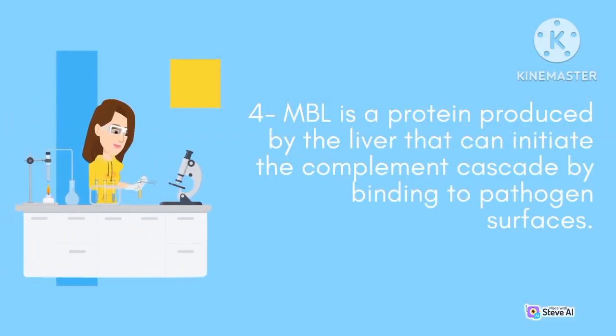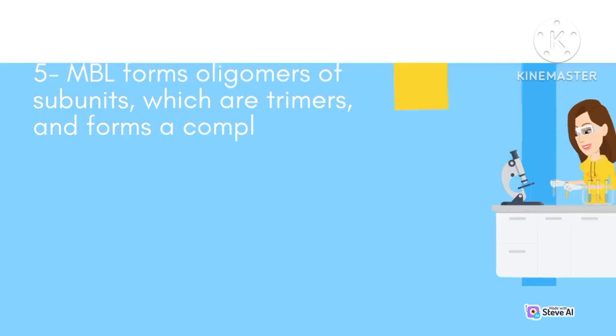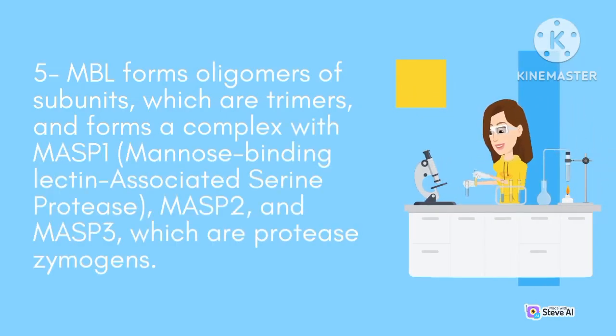4. MBL is a protein produced by the liver that can initiate the complement cascade by binding to pathogen surfaces. 5. MBL forms oligomers of subunits, which are trimers, and forms a complex with MASP1, mannose-binding lectin-associated serine protease, MASP2, and MASP3, which are protease zymogens.